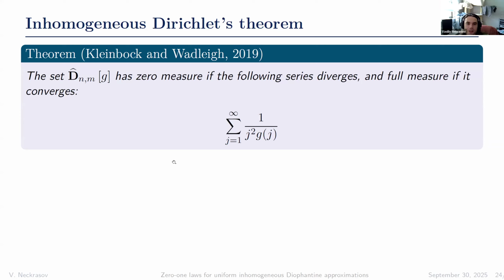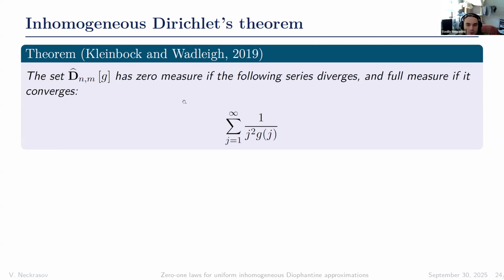If the series diverges, the measure is zero. If the series converges, the measure is full. So this is a nice 0-1 result. Maybe it's a little bit confusing to call it Dirichlet theorem because it's not a result for all, it's just a result for almost all. So I would say that in some sense it's a uniform inhomogeneous Khinchin-Groshev theorem. And it's actually more related to the Khinchin-Groshev theorem than just its form.